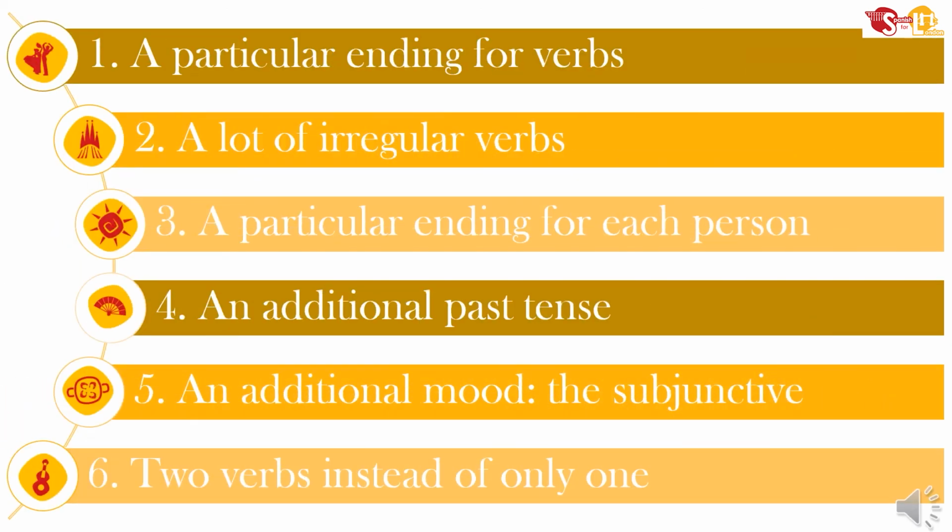Summarizing, we have a particular ending for verbs, a lot of irregular verbs, a particular ending for each person, an additional past tense, an additional mood called the subjunctive, and two verbs instead of only one.